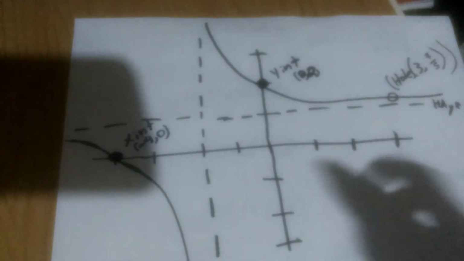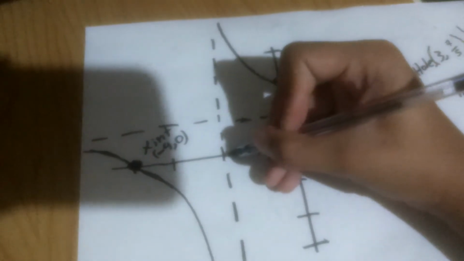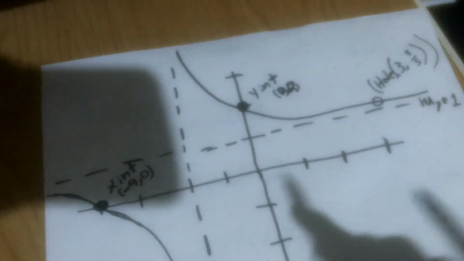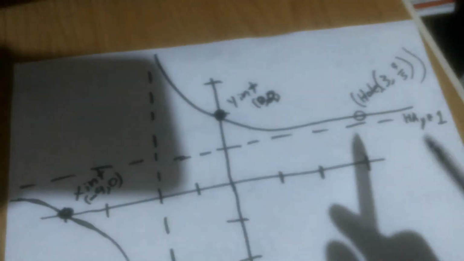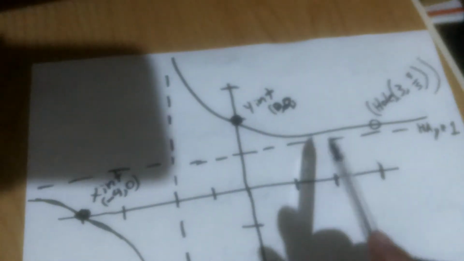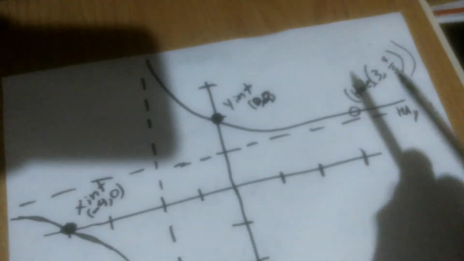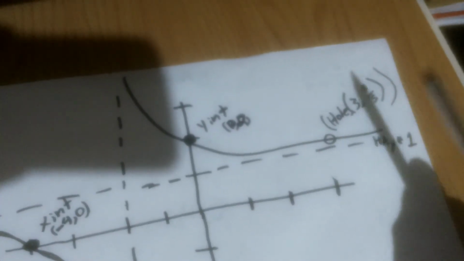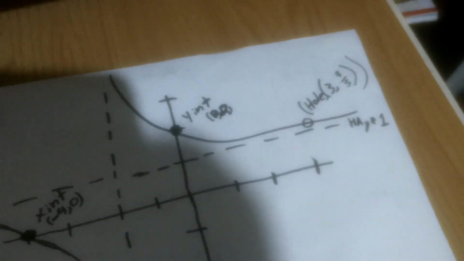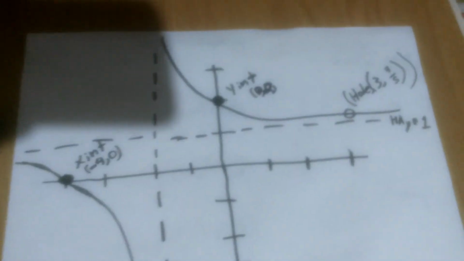So the graph would look like this. We have the vertical asymptote at x equals negative 2, the x-intercept at negative 4, the y-intercept at (0, 2), the horizontal asymptote at y equals 1, and the hole at (3, 7/5). So that's all for this video.